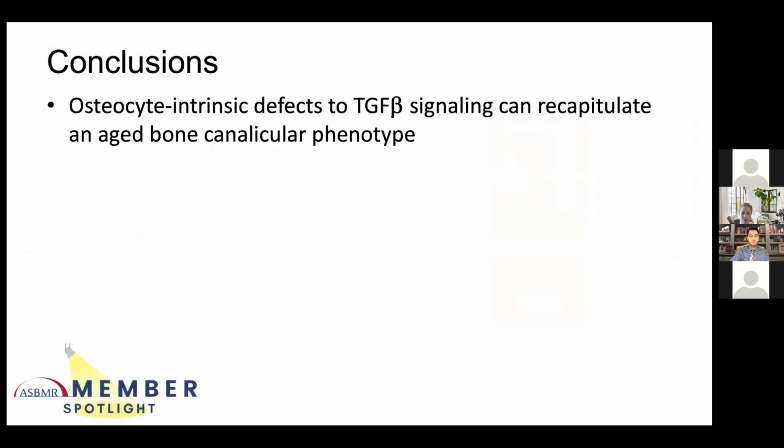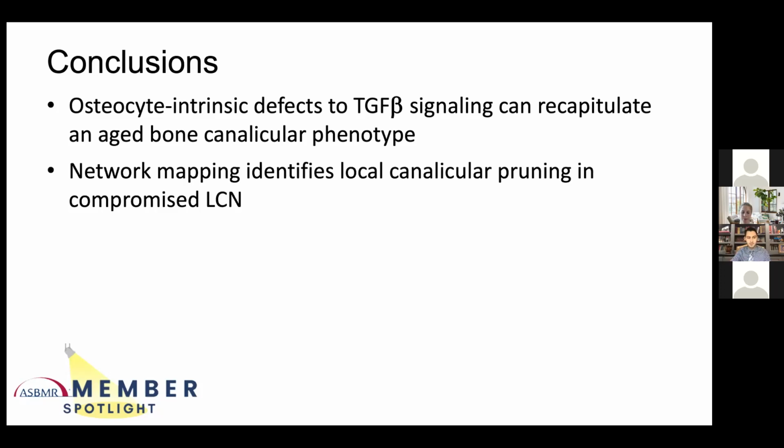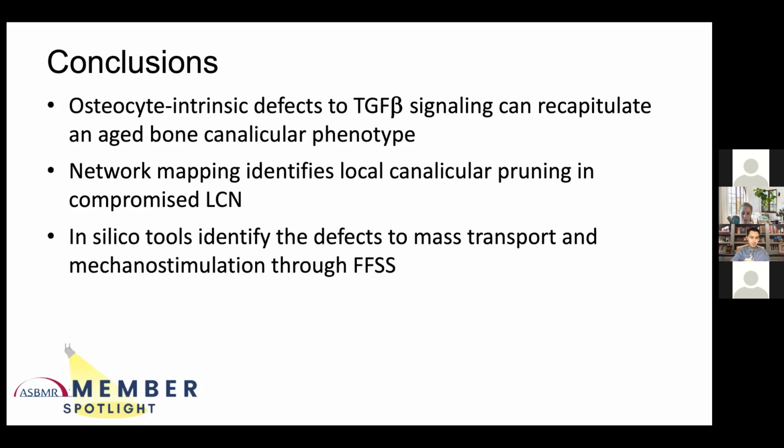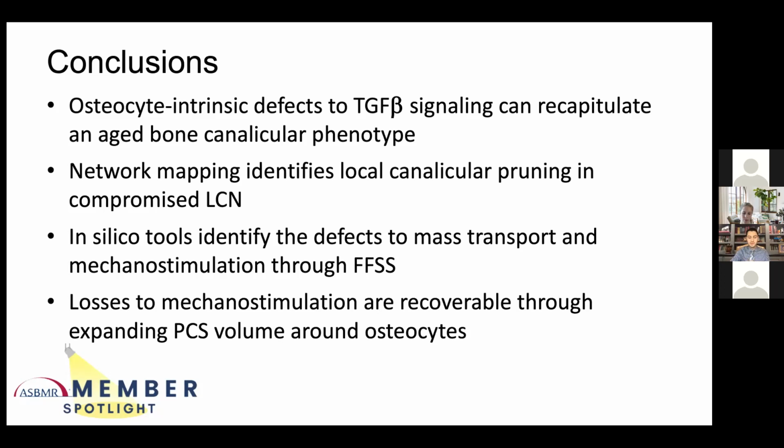So overall, some main points. Osteocyte intrinsic defects to TGF-beta signaling can recapitulate an aged bone canalicular phenotype. Network mapping identifies local canalicular pruning in the compromised lacunar canalicular networks. Our in silico tools are able to identify defects to both mass transport and mechanostimulation through fluid flow shear stress, and that losses to mechanostimulation, at least physically, are recoverable by expanding the PCS volume around these osteocytes.